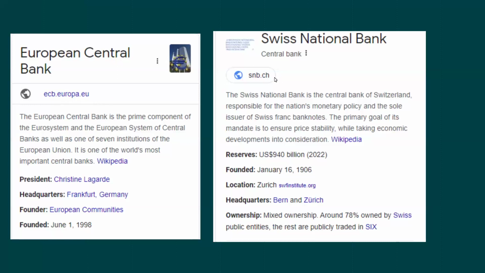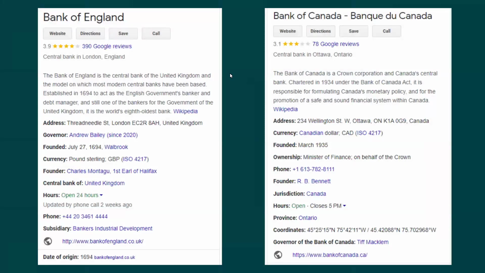So this is with the Swiss National Bank, also an important central bank, the Bank of England, and we have the Bank of Canada. So these are all the information that you need. Again, you can go on their websites. You can find out on the calendar.